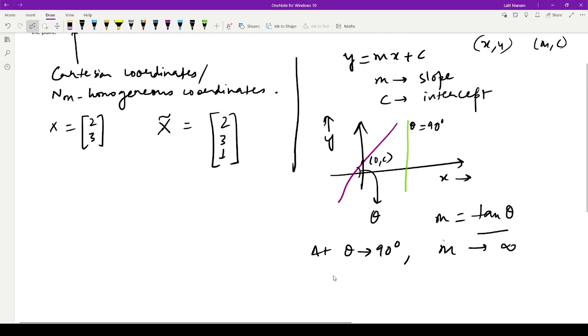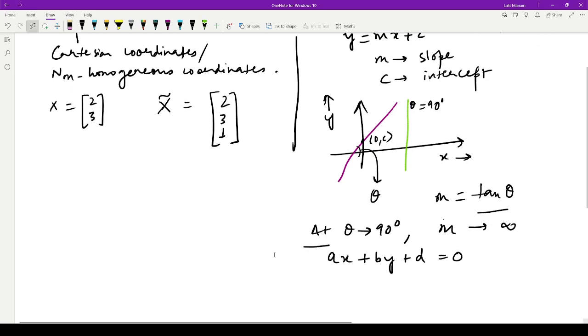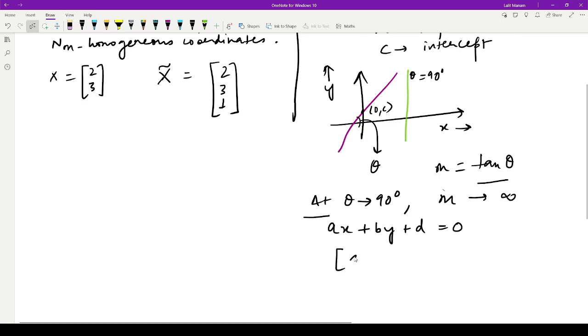You can write the line equation like this as well, right? I will put it as d to avoid confusion. I hope this is clear. This is a very simple line equation, ax + by + d = 0, and I can write it as the dot product of two vectors, (a, b, d) and (x, y, 1). Is this clear? Yes.